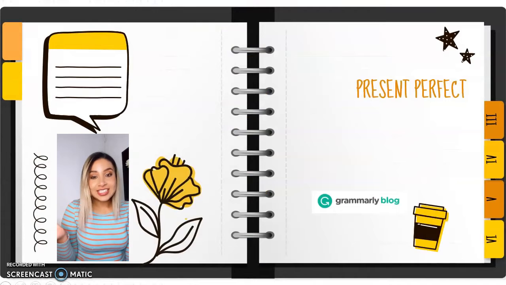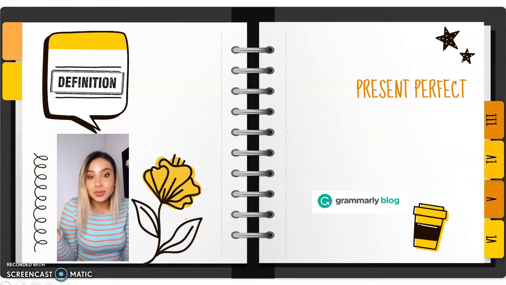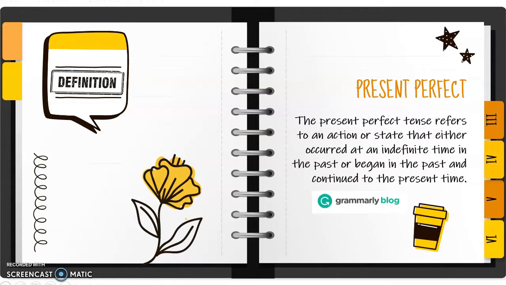Second, the definition, of course. What is the present perfect? The present perfect tense refers to an action or state that either occurred at an indefinite time in the past or began in the past and continued to the present time.